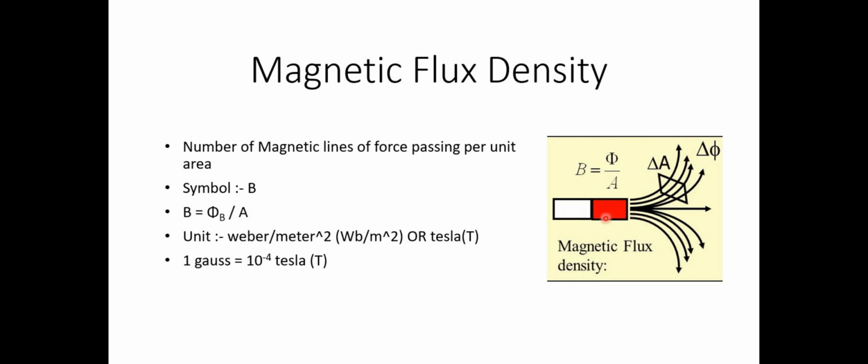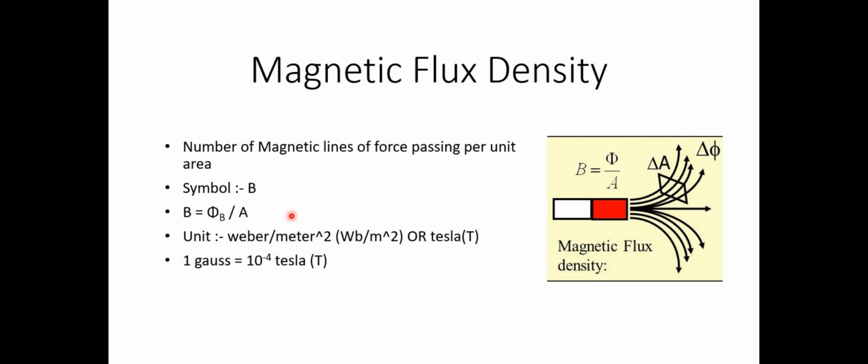See this figure, we have a magnet and this is the North Pole and this is the South Pole. From the North Pole to the South Pole, the magnetic fields are passing. The magnetic field action is going on. And in that magnetic field, we are assuming our area del A and there is a magnetic flux del phi in that area. So we get the magnetic flux density as phi by A.